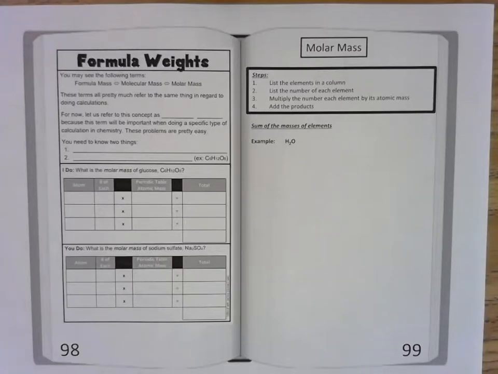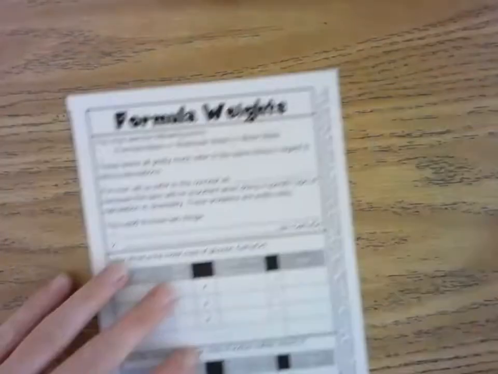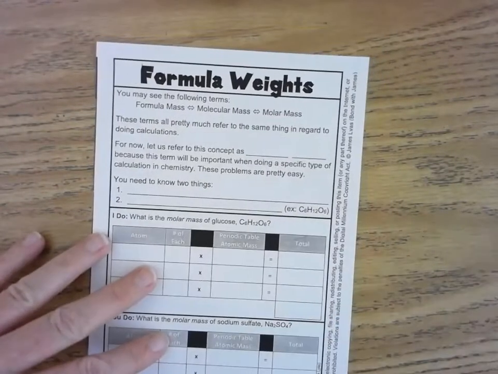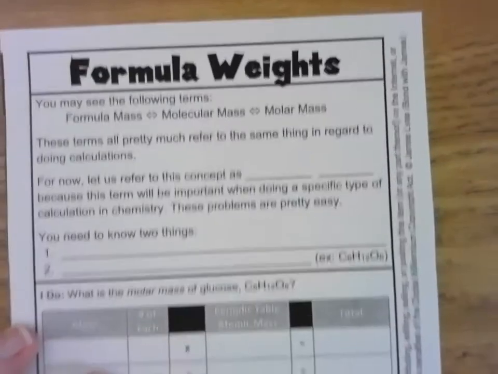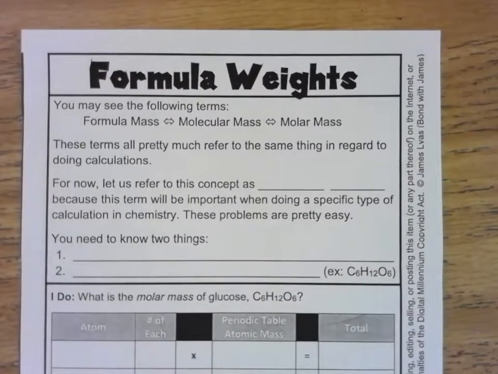In this lesson, we are going to be completing page 98 and 99 and learning what formula weights and molar masses are and how to calculate them. We're going to start on page 98. So here is this handout that you should have and eventually get it glued onto 98.